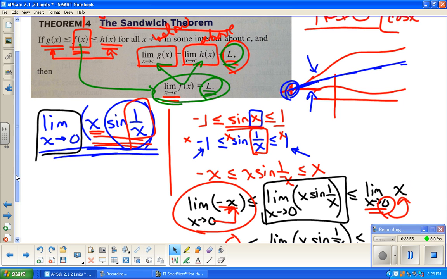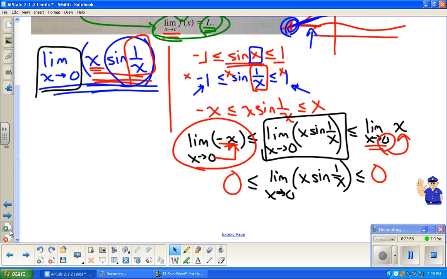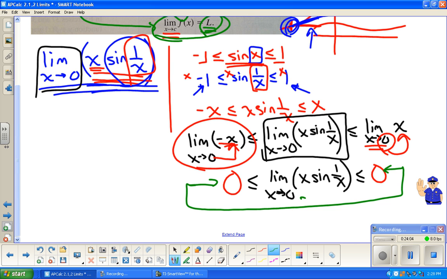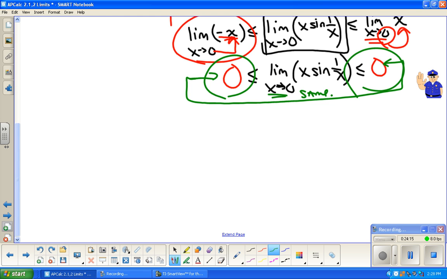So let's pop back down there. Notice these two are the same. So in other words, the limit as x approaches 0 of x times the sine of 1 over x is between 0 and 0. Well, if it's between 0 and 0, it is 0.